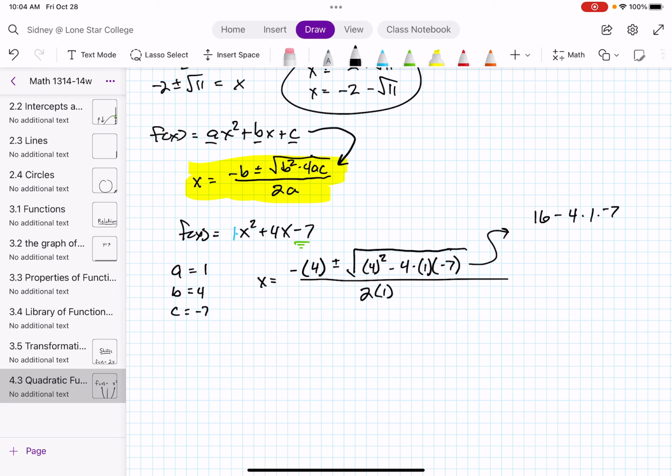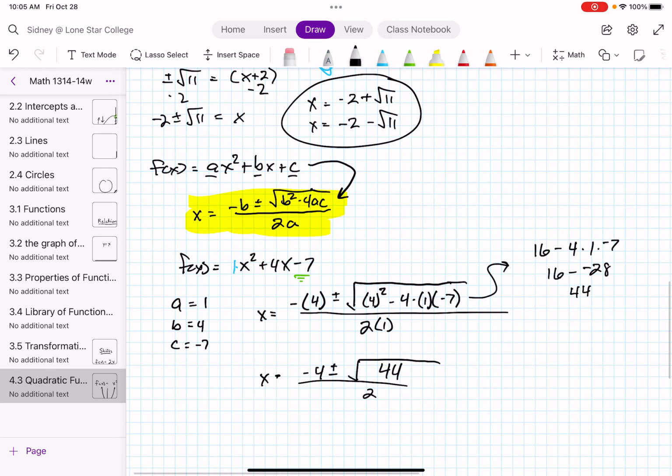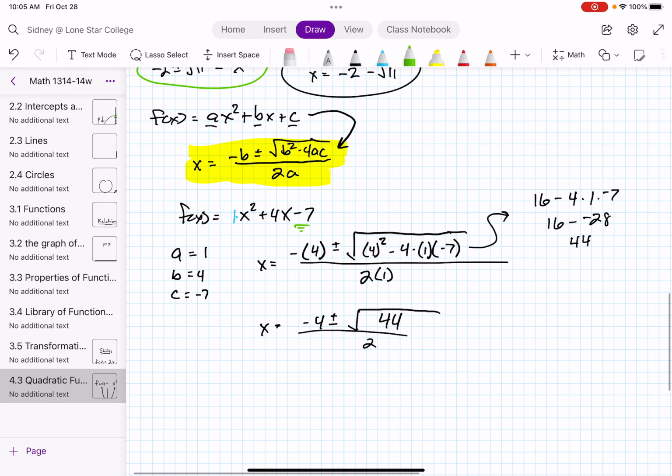4 times 1 is 4. 4 times negative 7 is negative 28. So I have 16 minus negative 28, which those two will add together to be, what is that, 44? 44. So let's see here. As I go to clean this up, I have x equals negative 4 plus or minus the square root of 44 all over 2. Now, when you look at this, it may not look like what we had right here, negative 2 plus or minus the square root of 11. But when we clean it up, it will.